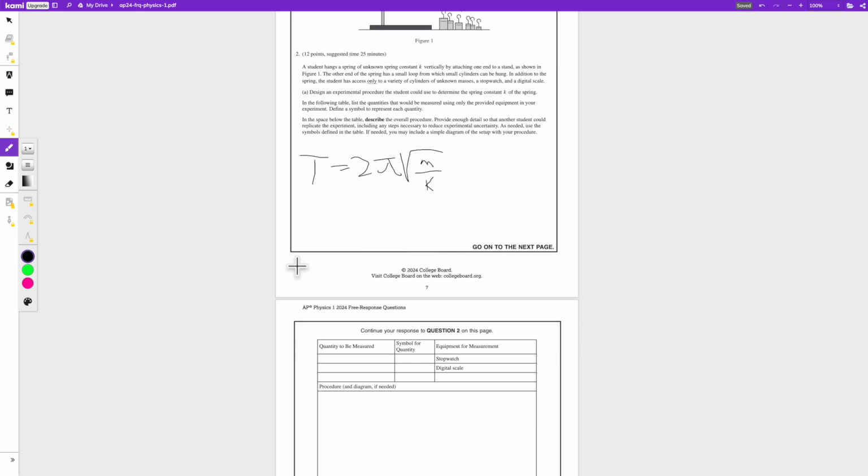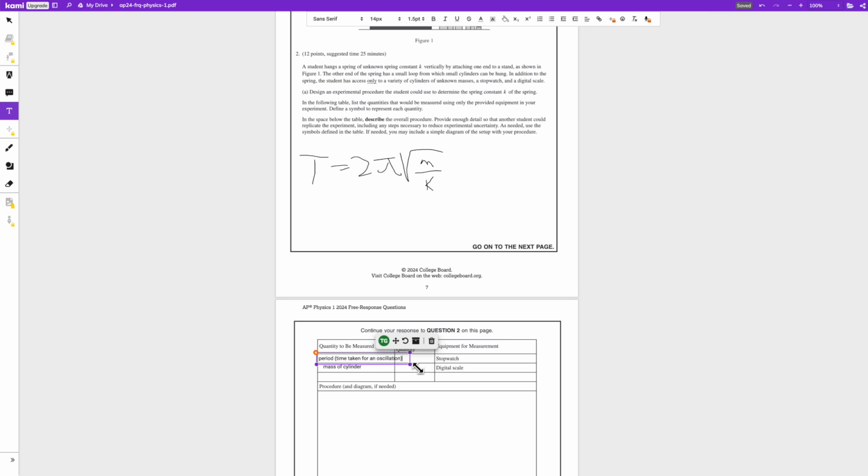So what should we measure? The first thing we want to measure is the mass of the cylinder. Remember, we have a scale, so mass of cylinder. We have another one, which is the period, or the oscillation, so the time taken for an oscillation.